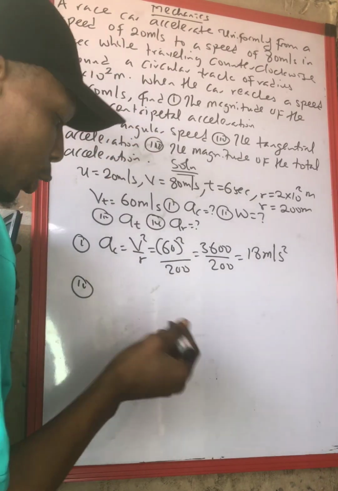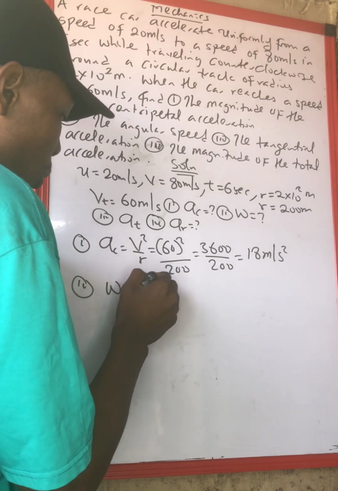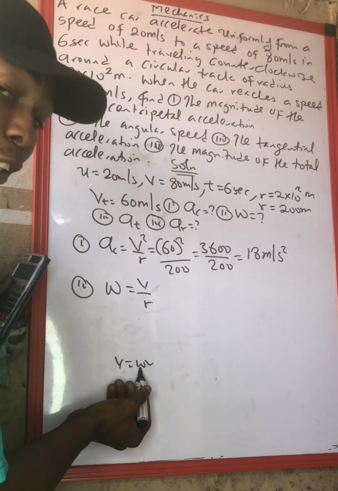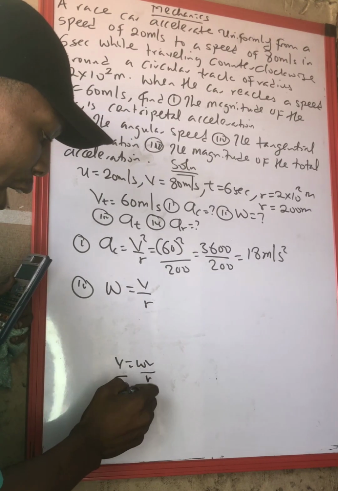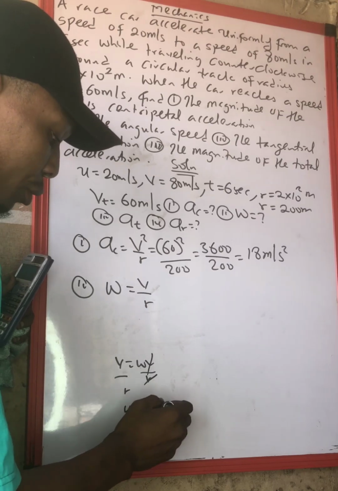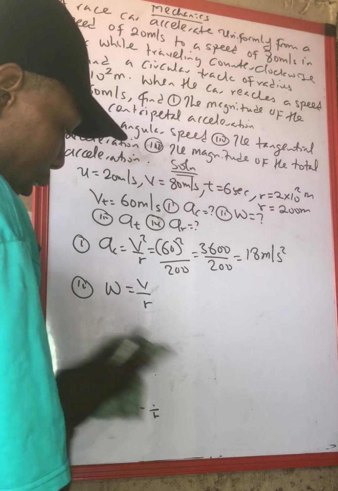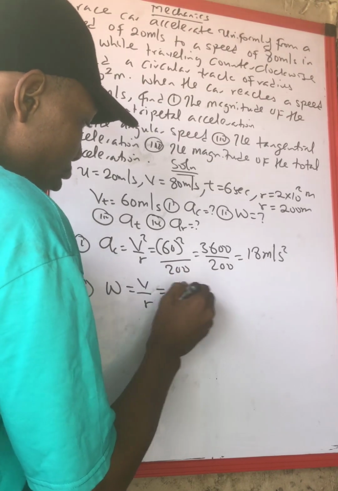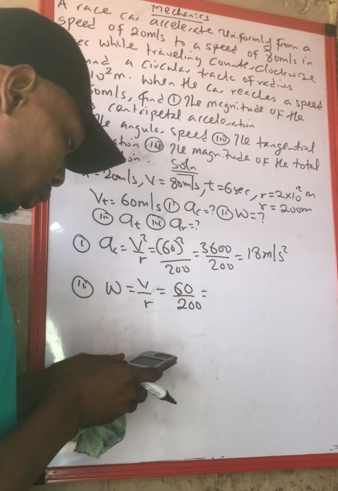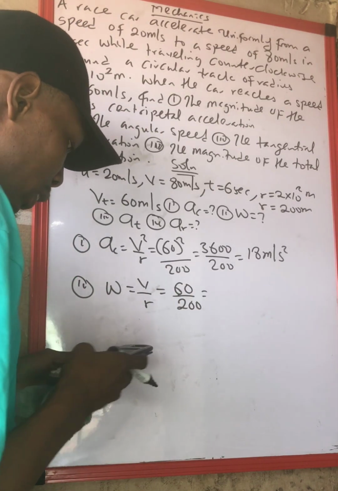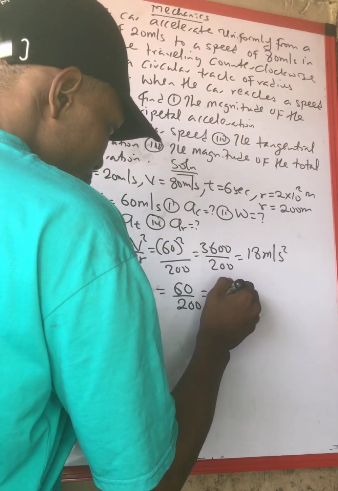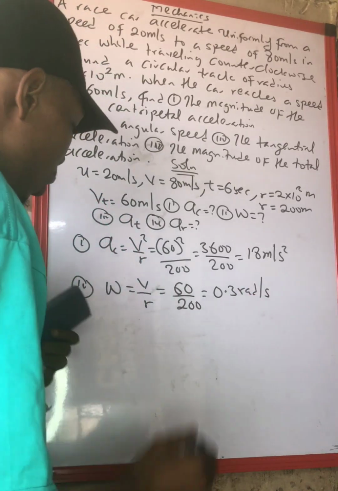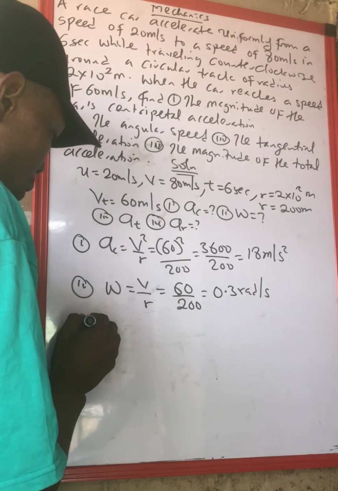And number two, we're asked to look for the angular speed, which is omega. I gave you omega equals V over R. This formula was gotten from V equals omega R. Making omega the subject of the formula, you divide both sides by R. This cancels out this, your omega will give us V over R. Alright, so from here, our V is 60 divided by 200, so it's going to give us 0.3 rad per second.